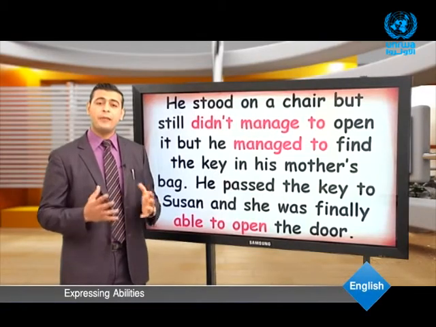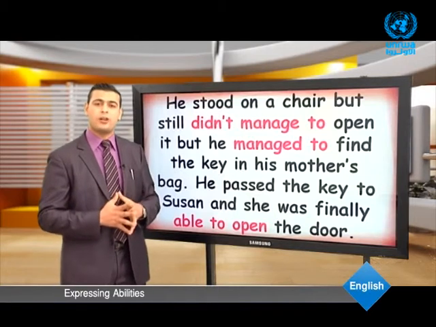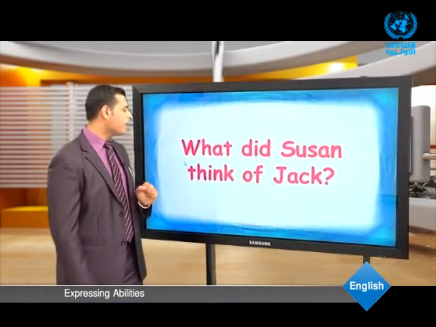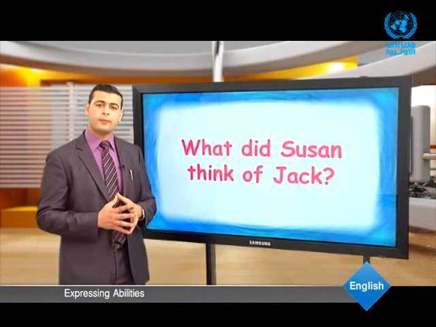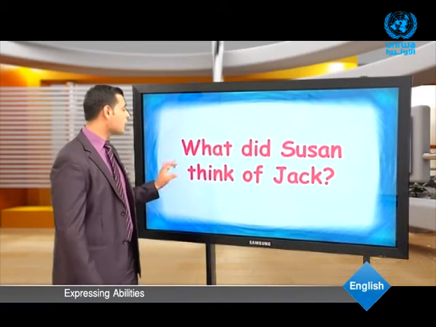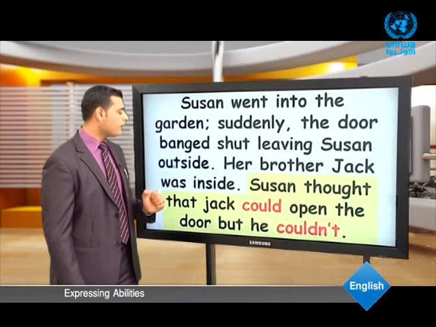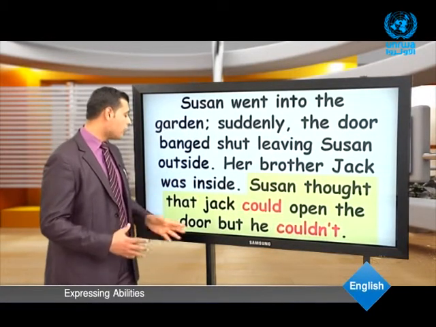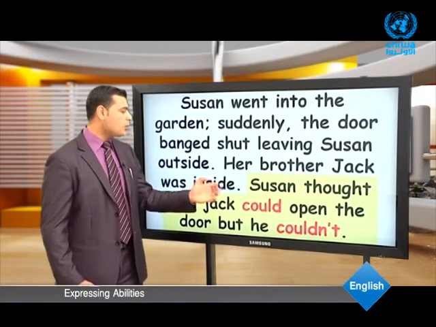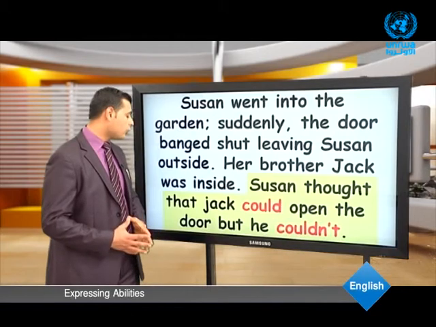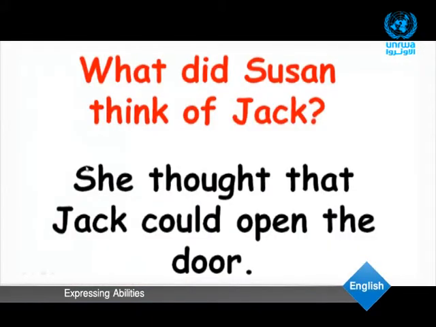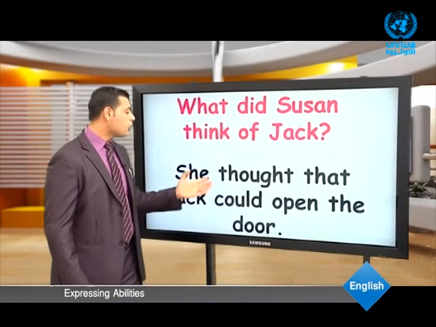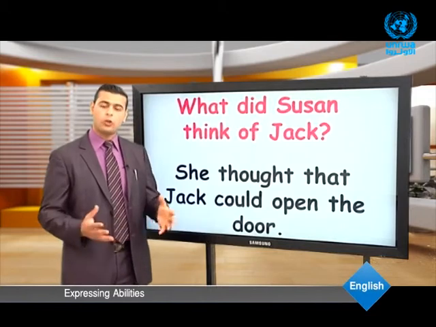Okay, now after we have read the story twice, let's have some questions to answer. Here, the first question we have is, what did Susan think of Jack? Let's get back to the paragraph in order to answer this question. In the paragraph we have, Susan thought that Jack could open the door, but he couldn't. So the answer to this question is she thought that Jack could open the door.